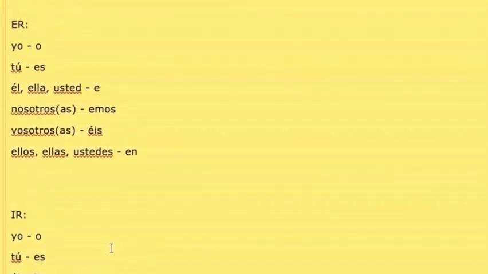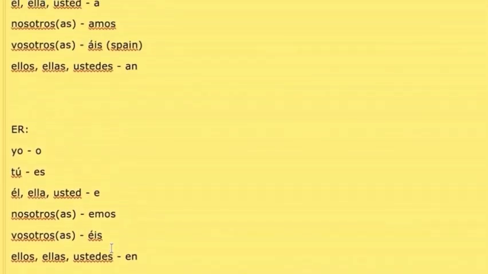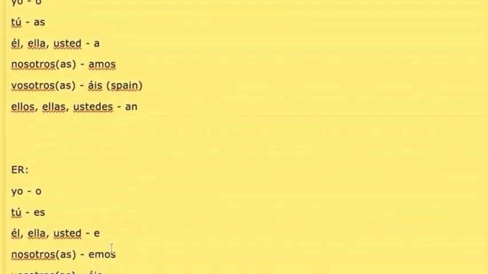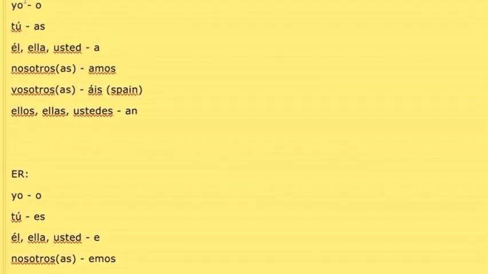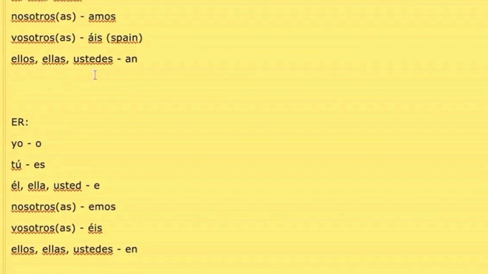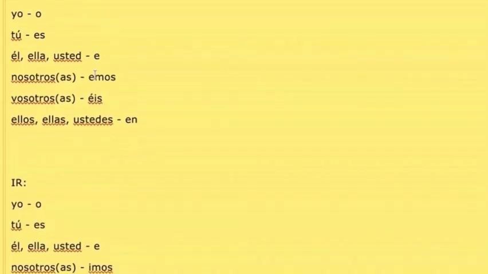Now one thing to note is that once again these are just the present tense conjugations. So if you want to talk in the past tense, it's going to be a whole new set of conjugations. If you want to talk in the future, if you want to talk in the conditional, there's a lot of different tenses in Spanish. But as far as present goes, these are going to be all the conjugations right here. For AR it's going to start with o, as, a, amos, áis, an. ER: o, es, e, emos, éis, en. Finally, IR: o, es, e, imos, ís, and en.